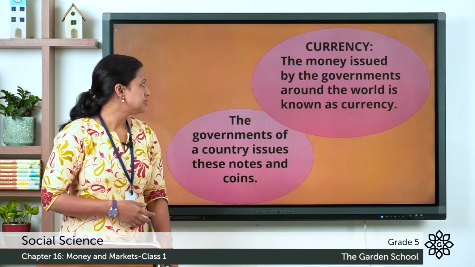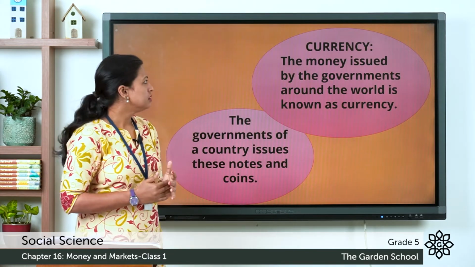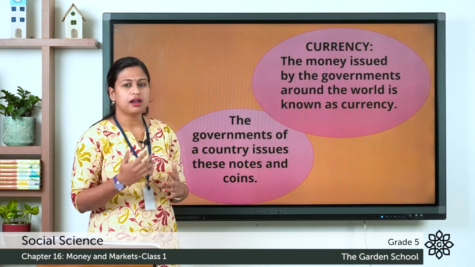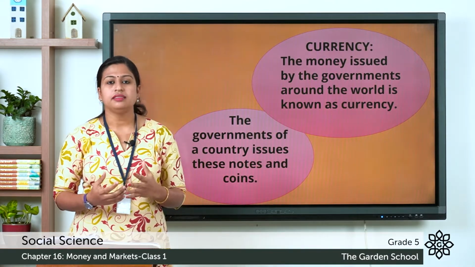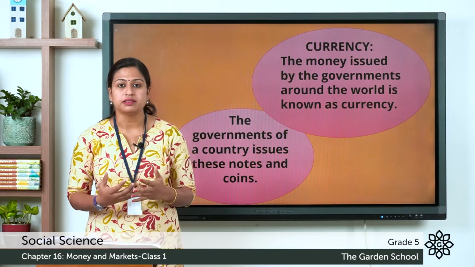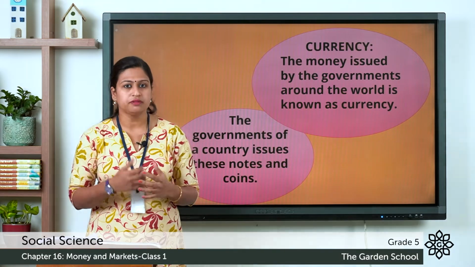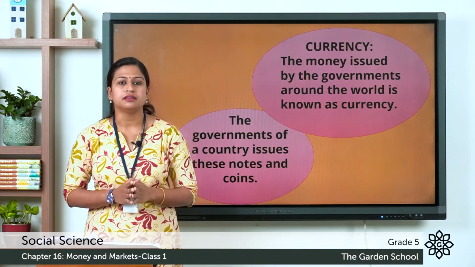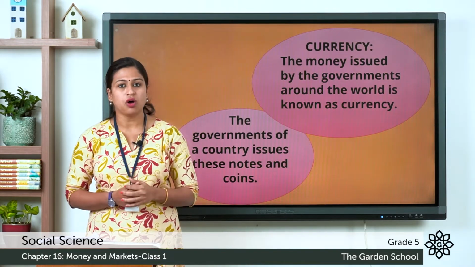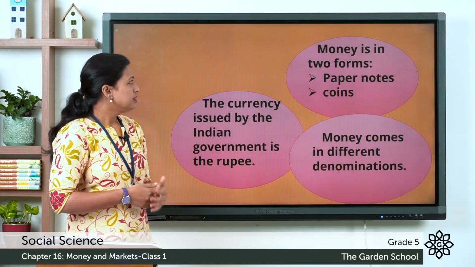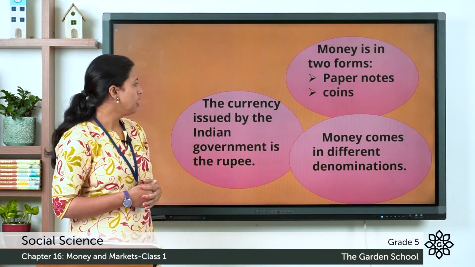Next thing is currency. What do you understand by currency? The money issued by the governments around the world is known as currency. So there are different countries and these countries have their own governments. So the money issued by the governments of the respective countries is known as currency. The money is issued in two forms, that is paper notes and coins. So you can see here money is in two forms, that is paper notes and coins.